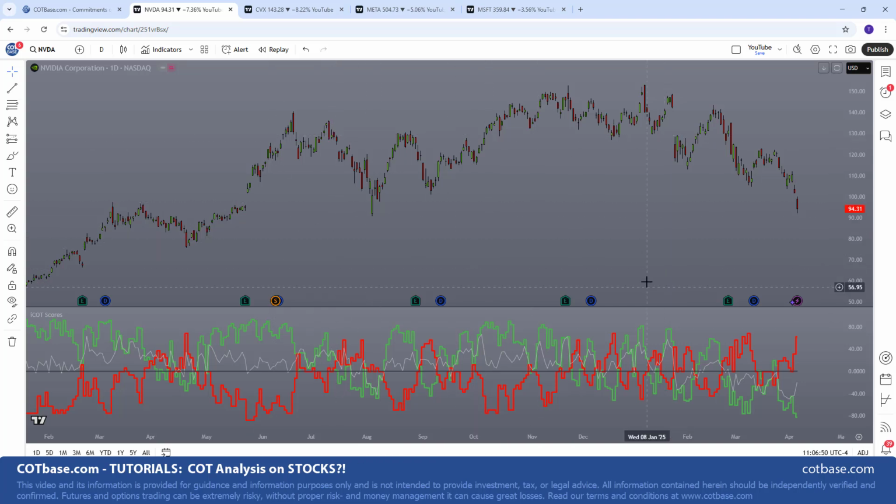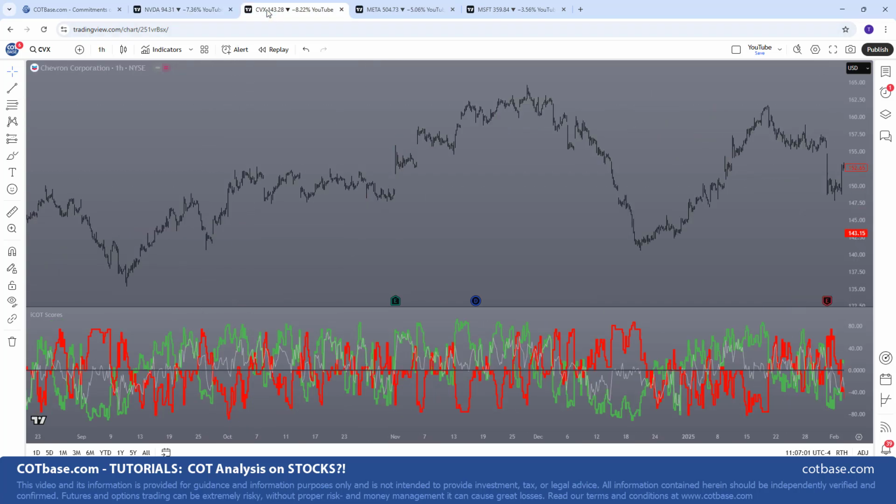But you can definitely see the correlation between price movements and these extremes. I think it's highly valuable data. So I just want to show you a few other markets. This is Chevron. This is an hourly candlestick chart.